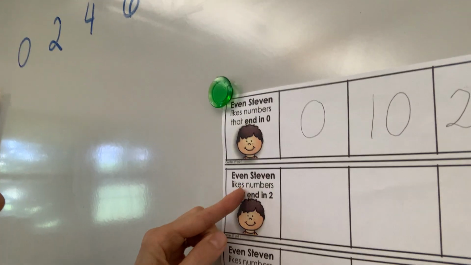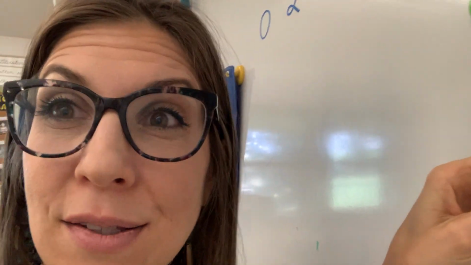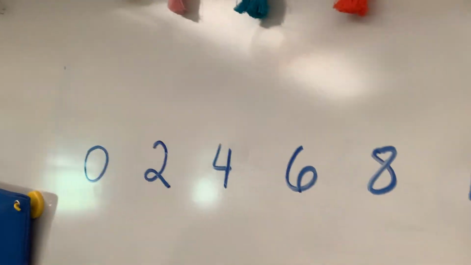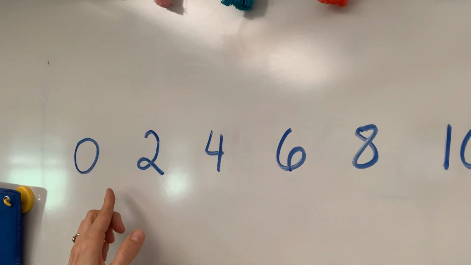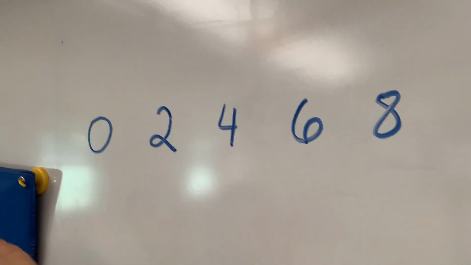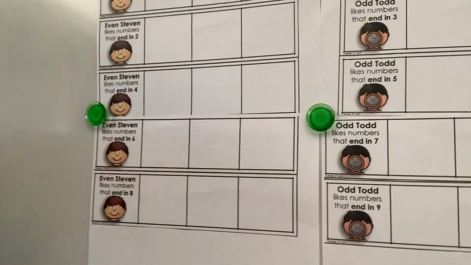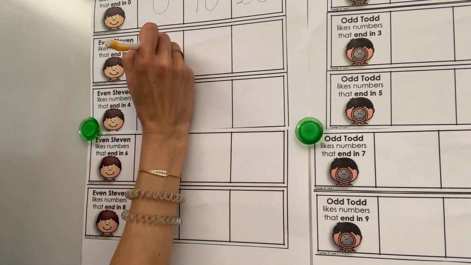Now, let's look at the next one. Even Steven likes the numbers that end in 2. So let's look in our even numbers and see which one ends in 2. Well, 2 begins and ends with 2, right? Because there's only one number. So it's the beginning and it's the end too. So 2, we can write it over here. Very good. Let's go ahead and write it here, 2.